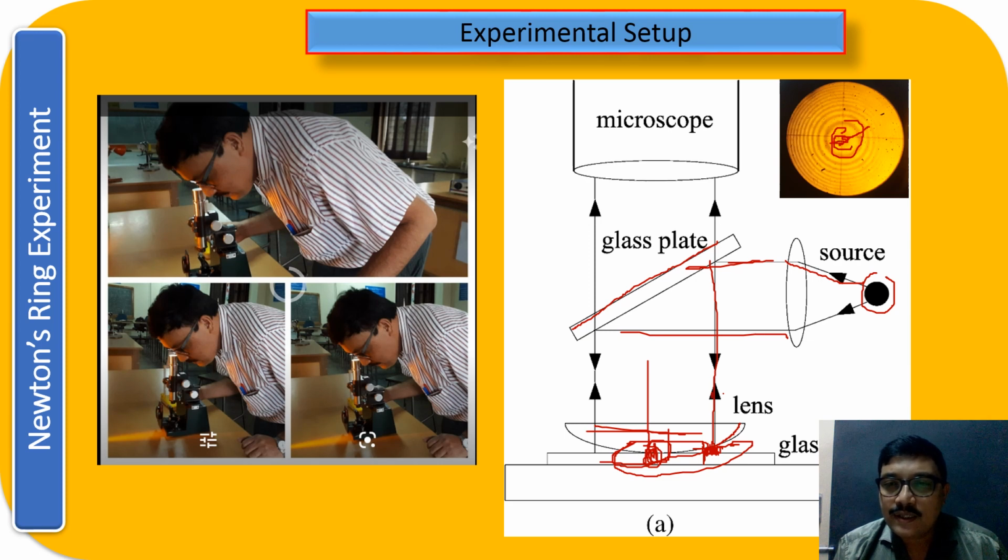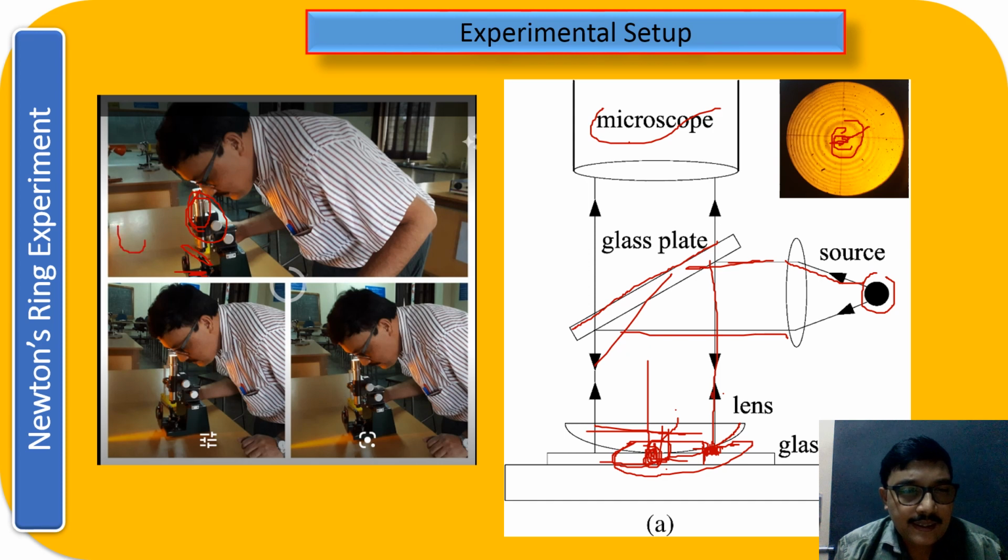All these rings are visible with the help of this microscope. When you place the microscope above this setup, the plano-convex lens and the lower glass plate, I can see the ring system. On the left-hand side you can see this picture. This is the microscope, through which I can see the image. Here you can see a reflector, and below the reflector there is a plano-convex lens and a glass plate.